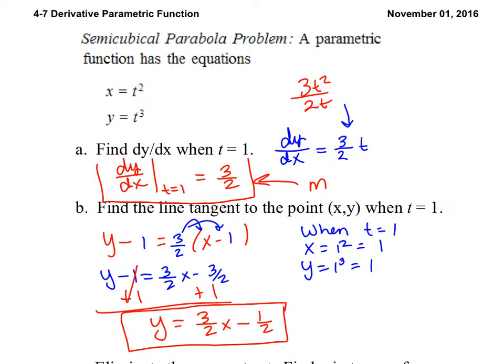Alright, let's see what we have here. A semi-cubical parabola problem. It's a big word. Parametric function has the equations given. Find dy dx when t equals 1. Okay, so you do your individual ones, so that would be 2t, and that would be 3t squared. Divide the 2.